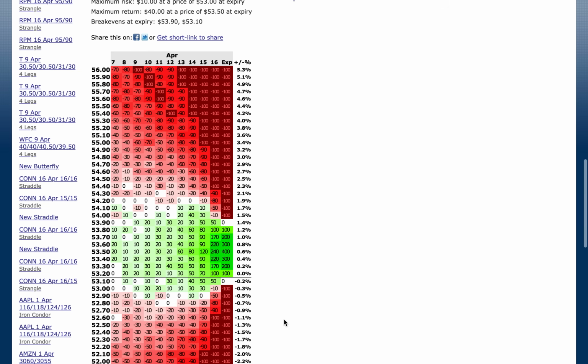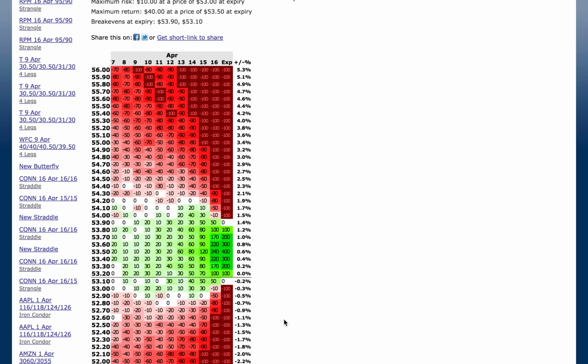So again, this is very similar to the iron butterfly. The other thing I do want to mention here before I talk about that is there is risk of early assignment. So early assignment risk, which is generally related to dividends, is present here, right? And especially because we have short calls.